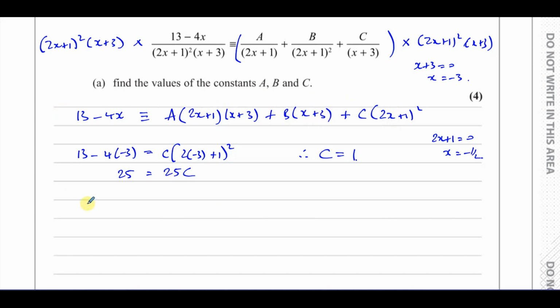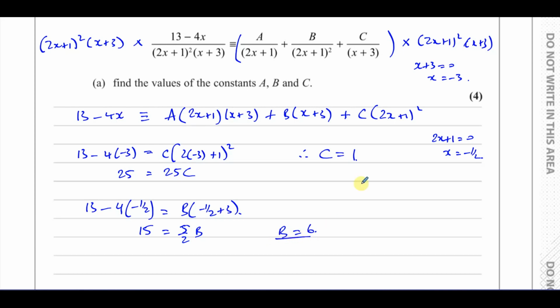So I'm going to put 13 minus 4 times negative a half equals, now this becomes 0, this becomes 0, I'm left with b times negative a half plus 3. So this becomes 13 plus 2, which is 15, equals, and this is 3 minus half, which is 5 over 2. So this is 5 over 2 times b. So multiplied by 2 gives me 30, divided by 5, 6. So therefore b is equal to 6.